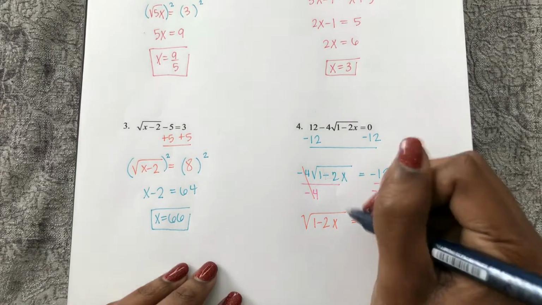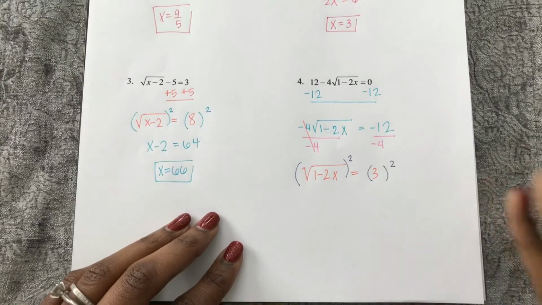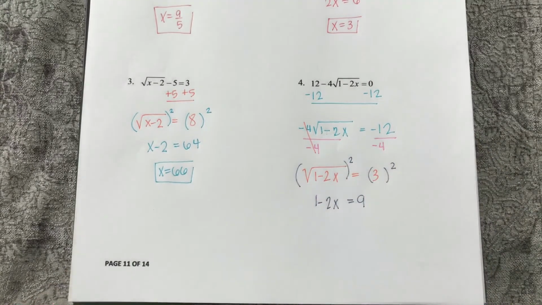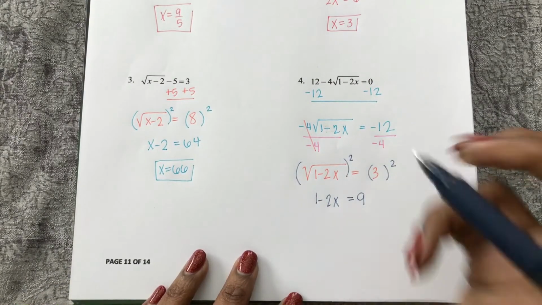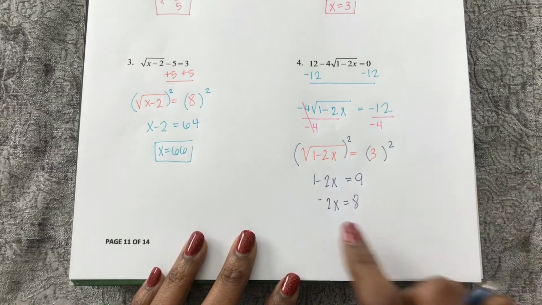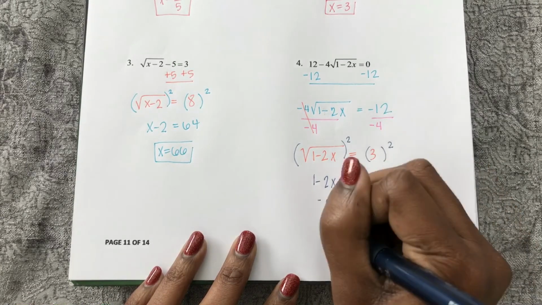Now that I've isolated my radical, I can square both sides. And I have 1 minus 2x equals 9. Subtract 1 from both sides, negative 2x equals 8. And then divide by negative 2, x equals negative 4.